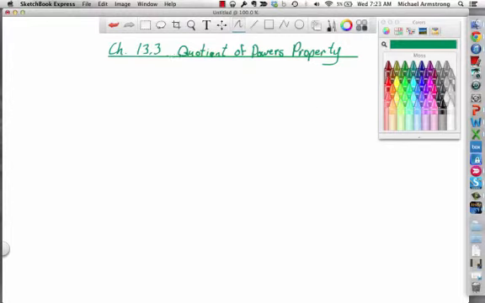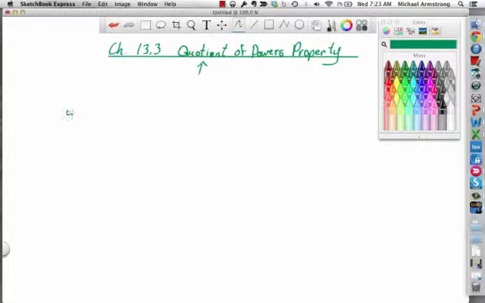Okay, chapter 13.3, Quotient of Powers property. So this is the opposite of what we just learned in 13.2, product of powers property. The quotient is obviously working with division. And here's a little bit of the key idea.